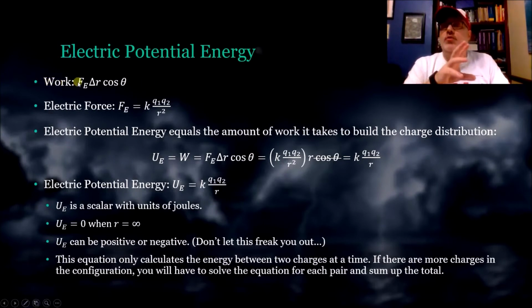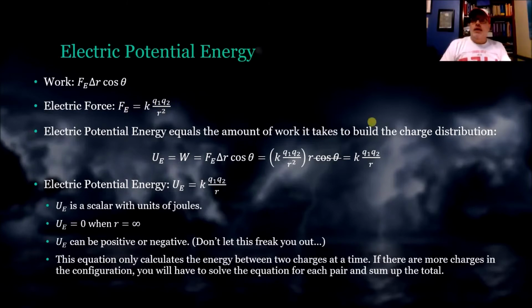Remember that work equals force times the distance it moves times cosine theta, and we're doing the electric force, doing the work. The electric force, of course, for point charges at least, is K Q1 Q2 over R squared. Electric potential energy equals the amount of work it takes to build a charge configuration. Say we have these two positive charges. When they're very far apart, they don't have any influence on each other. It takes effort for me to push them close together. The amount of work it takes for me to push them together equals the amount of electric potential energy the system of these two particles now has.